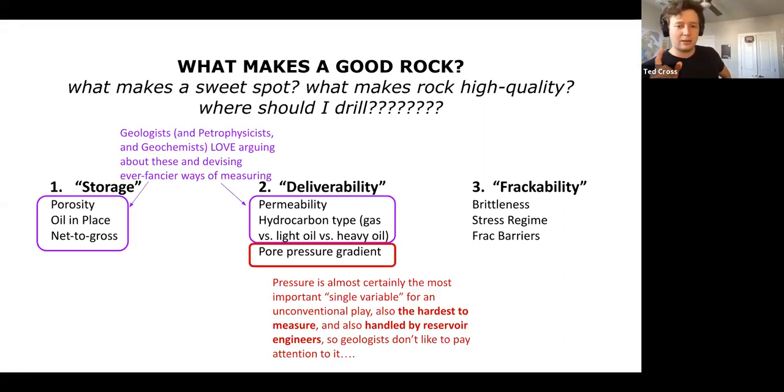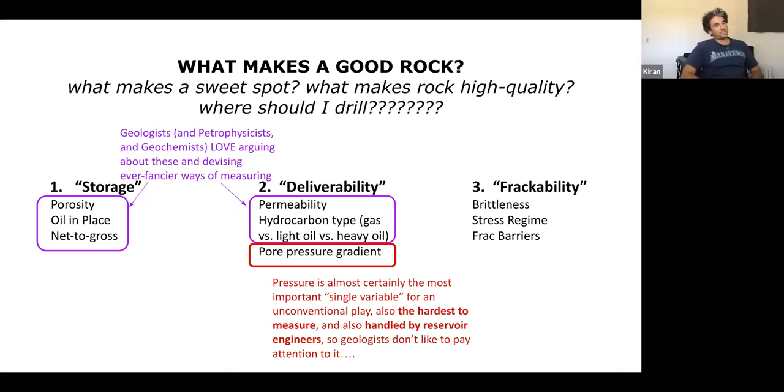So in purple, I've annotated things that geologists and petrophysicists and geochemists love to argue about. Yesterday I lost an hour of my life during a conversation about oil in place and relative permeability. The astrologers are good at this, I've been told. Yeah, that's right. I was like, petrophysicists are the astrologers of the subsurface.